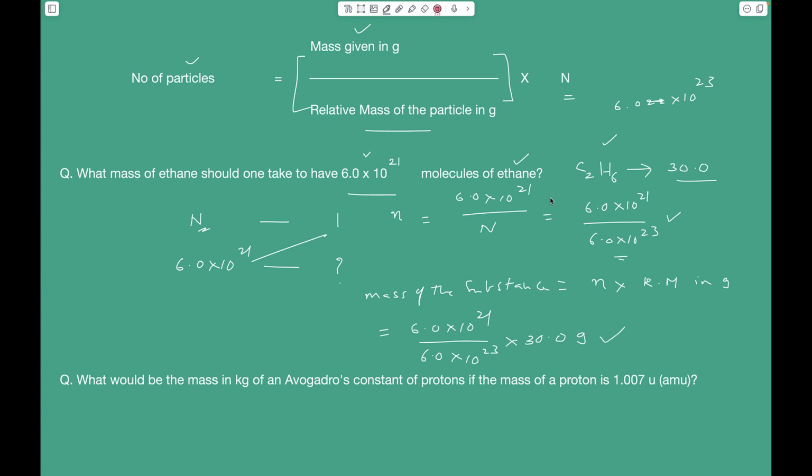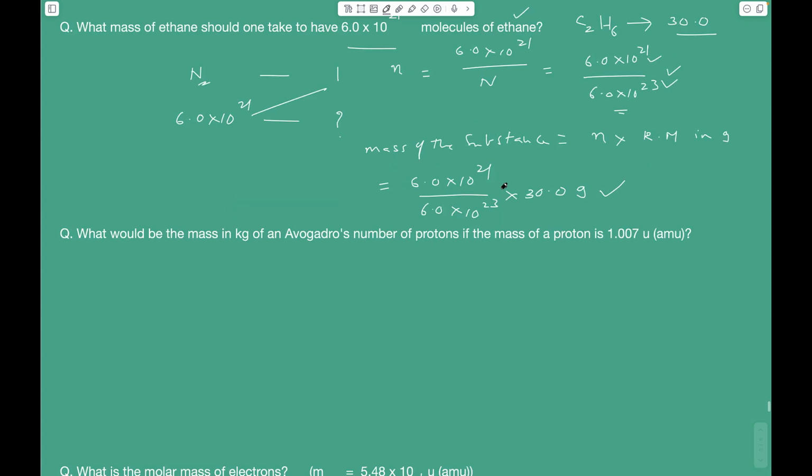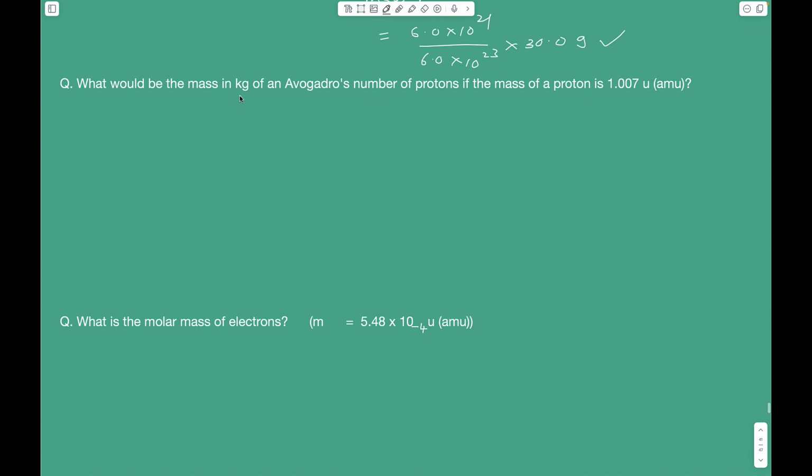So if you divide the number of particles given by Avogadro's number, obviously you would get the number of moles. You don't have to memorize all these formulae. What do we have next? What would be the mass in kilograms of an Avogadro's number of protons, given the mass of the proton in AMU or U? See, if you have an Avogadro's number of any kind of particles, that means you have 1 mole of that substance. So indirectly we are asked to find out the mass of 1 mole of protons.